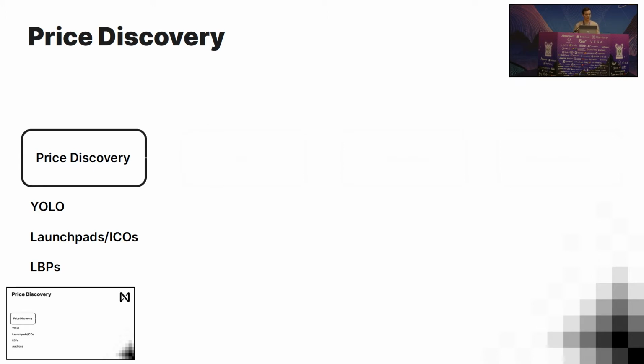I guess the default one is just YOLO, where you do nothing. You just let the token do as it will. You let people decide they want to make the market for it on Uniswap or Trisolaris or whatever DEX they want to use, and it just happens. No managed price discovery, just the market does what it wants to do. Or you could use the more traditional routes like launch pads or ICOs. There's also the Balancer liquidity bootstrapping pools, which is an interesting type of mechanism that's a little bit more graceful. And then you also have auctions.